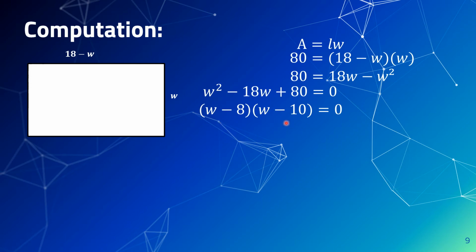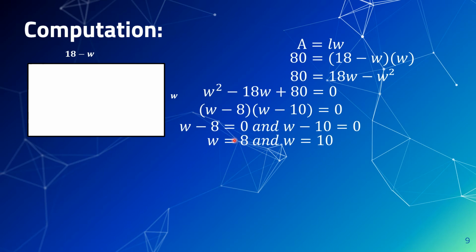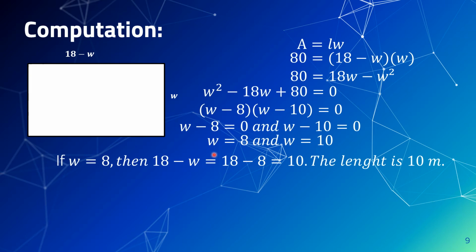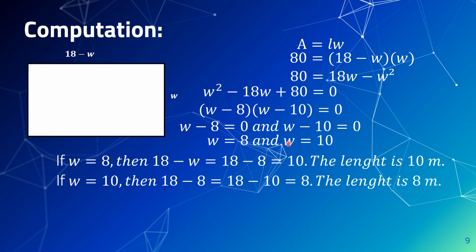So from all of this, we can have two values for W. Equating these to 0 by the zero product property, we have W is equal to 8 and W is equal to 10. If we have W that is equal to 8, then the width is 8, and to find the length, 18 minus 8 is 10, so the length is 10. However, if W is 10, then 18 minus 10 is equal to 8, so the length is 8.